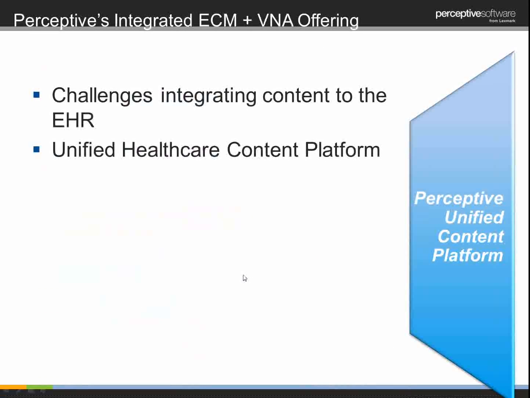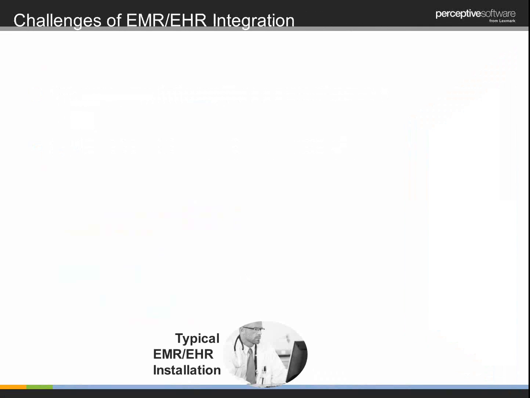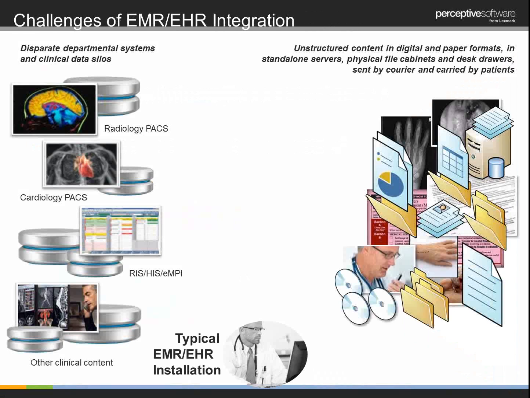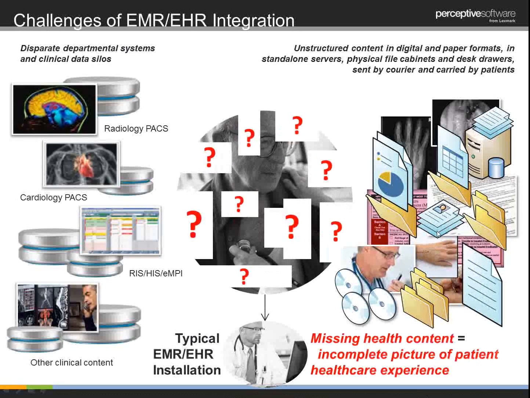So let's finally take a look at how we're bringing these solutions together. The challenge, restating it in a different way, is how do I take, on the left-hand side, all of this clinical information across different departmental silos, possibly in different storage platforms, with the unstructured content on the right-hand side, maybe paper, maybe CDs, maybe SharePoint servers, maybe reporting systems, medical photography, and really provide that in context to the patient so I'm not missing the information when I'm viewing data in context, as you see the physician at the bottom here.